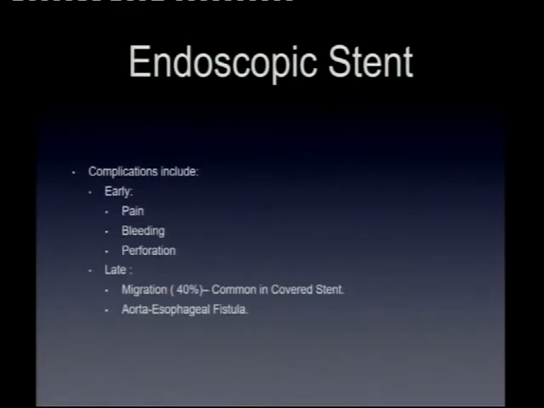Although stents are very successful, they are not without complications. There are early and late complications. The early ones are pain, perforation, and bleeding. The late complications are more common, mainly migration, which happens in around 40% and is more common now in the era of covered stents. Another rare late complication is the aorto-esophageal fistula, which is our scope in our presentation today.